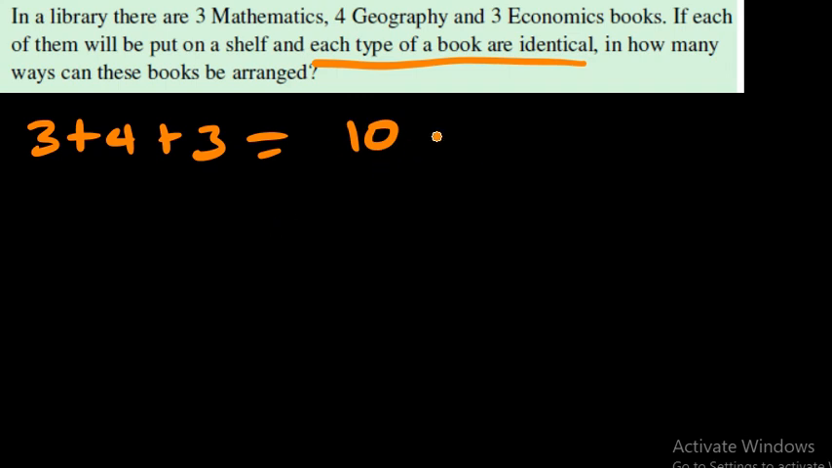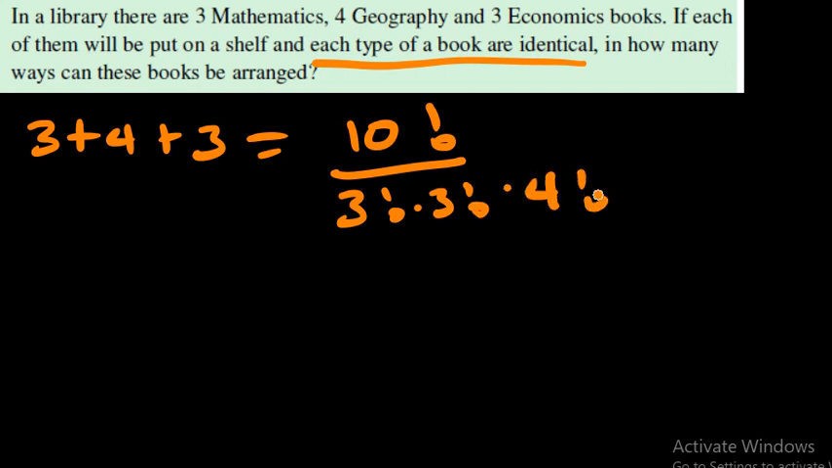So the total number of permutations will be 10 factorial over 3 factorial times 3 factorial times 4 factorial, because the books are identical. The 3 maths are the same, the 3 geography are the same, and the 3 economics are the same. What if they are not the same? What are we going to do if they are not?